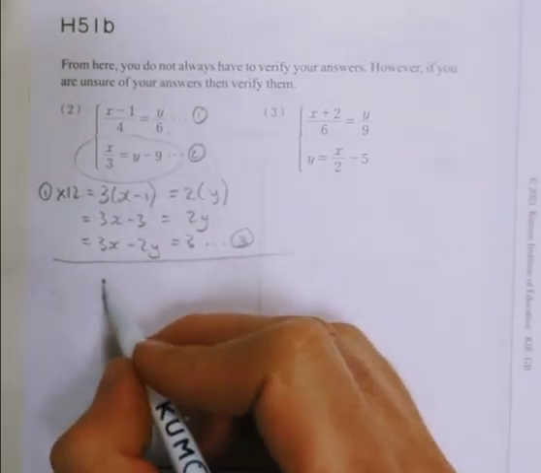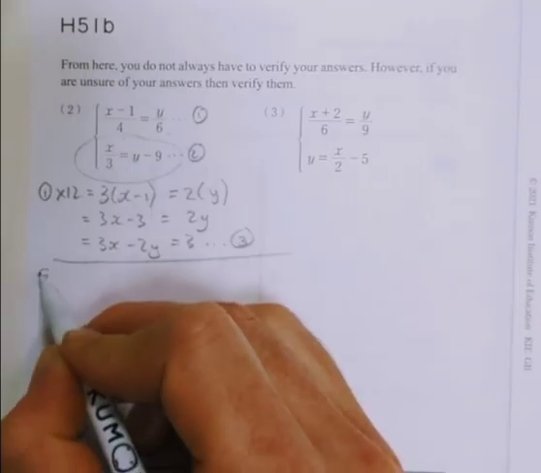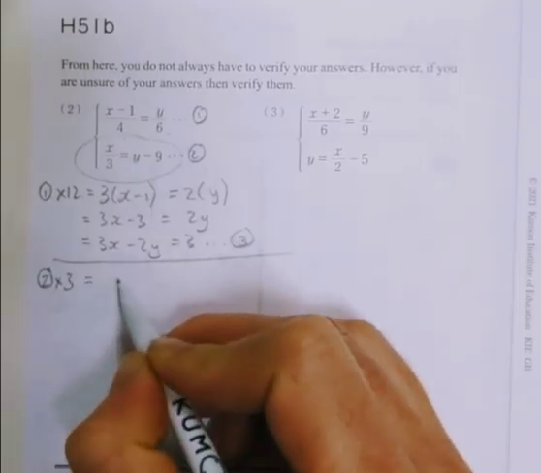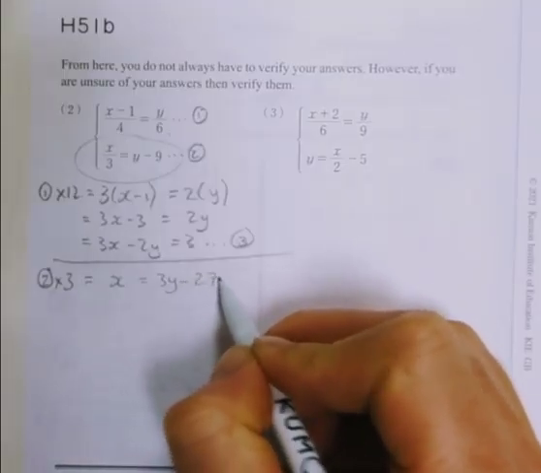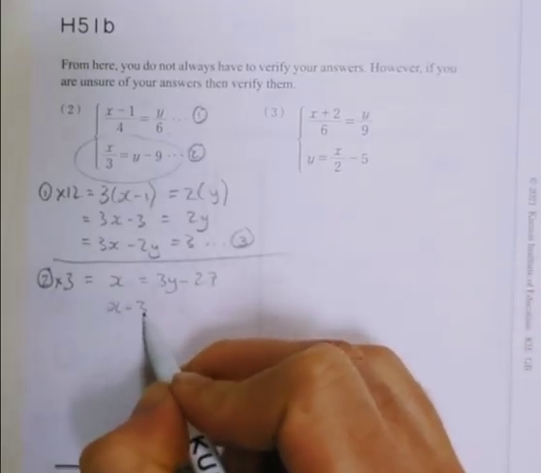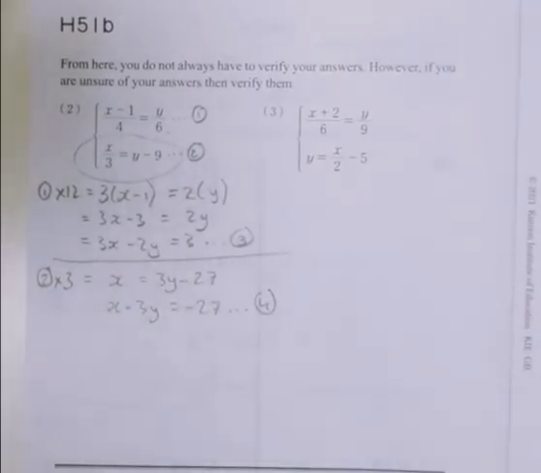Do the same for the second one. LCM is 3. So 3 divided by 3 is 1, multiplied by x is 1. So you're multiplying equation 2 by 3. That'll be x equals 3y minus 27. So x minus 3y equals minus 27. That's equation 4. And then you do a normal simultaneous equation from that point.